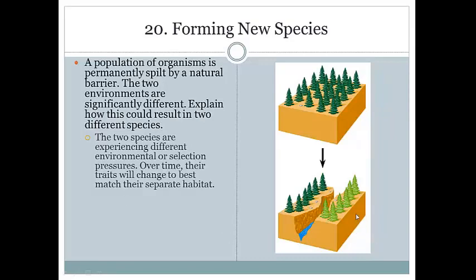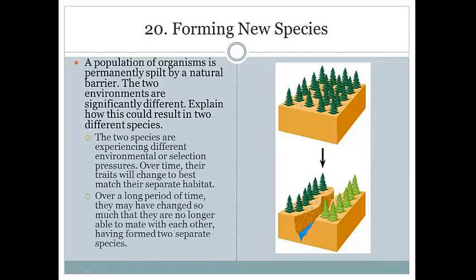So perhaps there's something different about the soil quality here, or the amount of sunlight, or something like that. So these two species of pine trees begin to develop. And it's again because they're experiencing those different environmental or selection pressures. Over a very long period of time, these two separate populations of trees may have changed so much they are no longer able to mate with each other. So at that point, they're going to be two separate species.